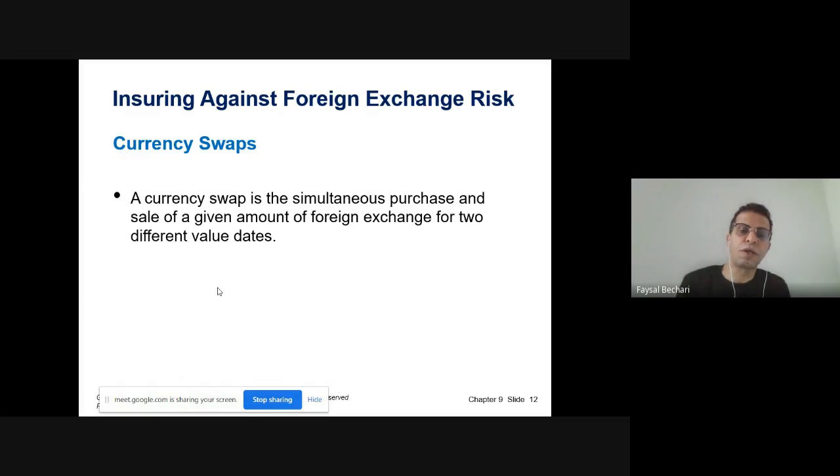Now, a currency swap is the simultaneous purchase and sale of a given amount of foreign exchange for two different value dates. So, say, I'm giving you $10,000 in 6 months, and I want you to give me $8,000 Canadian in 8 months. That's a foreign currency swap happening, or in the future we want to do that.